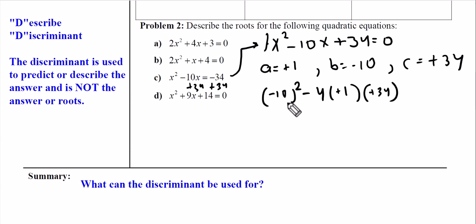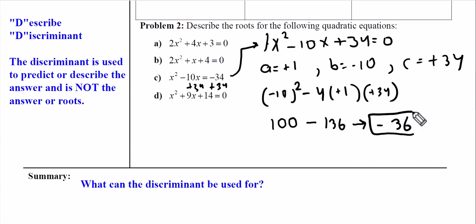If you didn't use the parentheses, you're going to get some wrong answers. Okay? Because negative 10 times negative 10 is a positive 100. If you didn't put the parentheses, you might get a negative 100, and you could possibly get a different answer. Over here, I have 4 times 1 times 34. That's going to be 136. And if I subtract those, I get negative 36. And I don't know what's going on here, but we got another negative answer. And so if I describe C, I'm going to describe it again as a complex imaginary root because we got a negative discriminant.